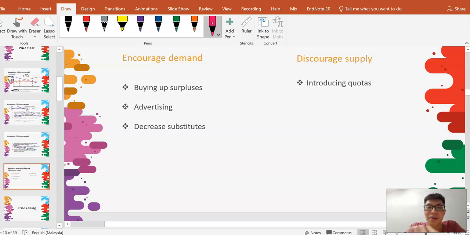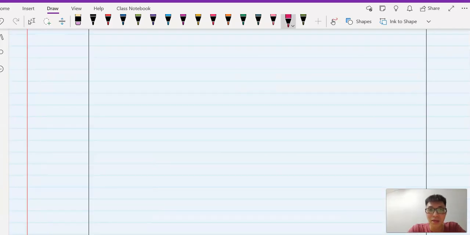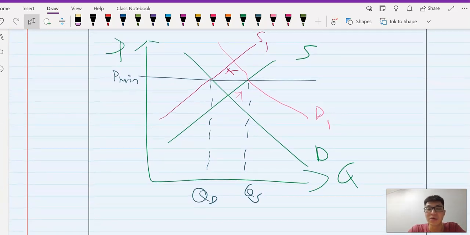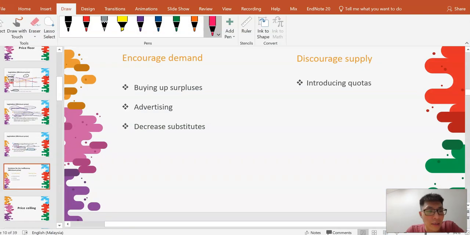Alright, so this is by hiring them as government servants. The second thing is doing advertisement. As most of you may or may not know, advertisement will usually increase the demand from D to D1. Right, it's to create brand awareness. Depends on your product, right? As for labor, how do we advertise on labor? Any idea?